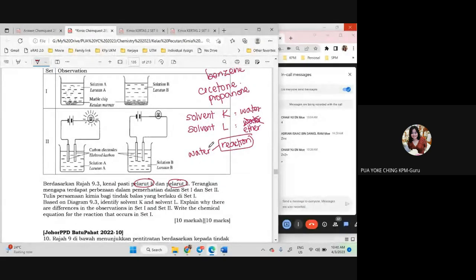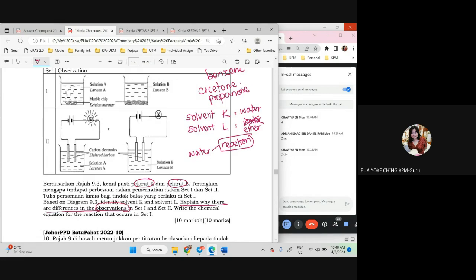And then, nampak gambar yang macam ni, soalan esei, jangan biarkan kosong. Sebab, you mesti boleh buat. Sebab apa? Dia kata, explain why there are difference in the observation. You tak tahu apa konsep atau teori kimia yang ada di sebaliknya pun tak apa. Tapi you mesti boleh dapat markah pada observation.